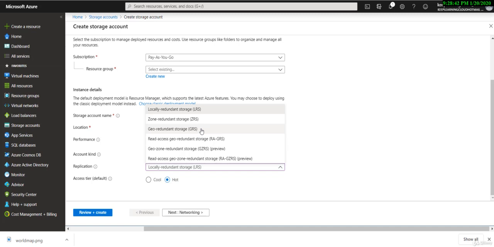But GRS provides a higher level of durability for your data, even if there is a regional outage. GRS is designed to provide at least 99.99999999999999% durability. So if your storage account has GRS enabled, then your data is durable even in the case of a complete regional outage or a disaster in which the primary region is not recoverable.